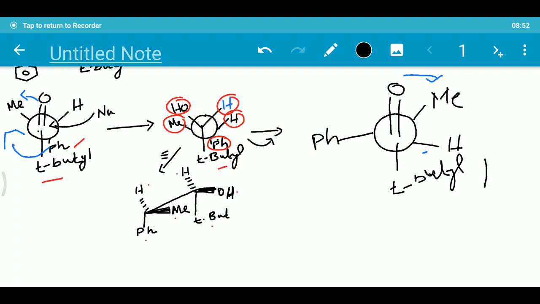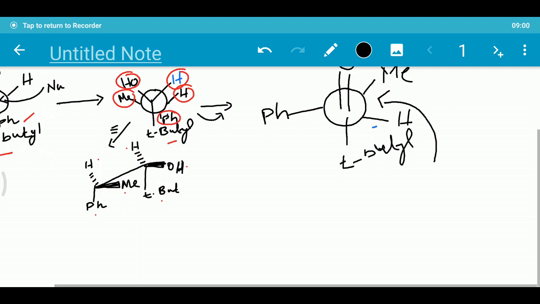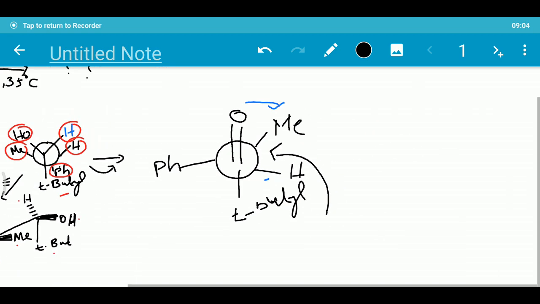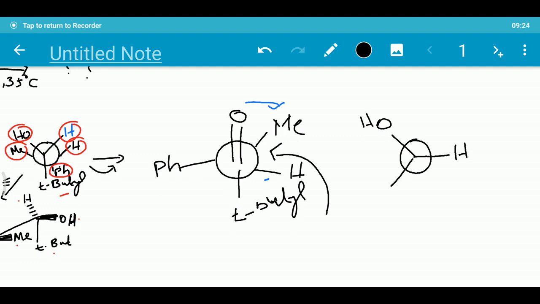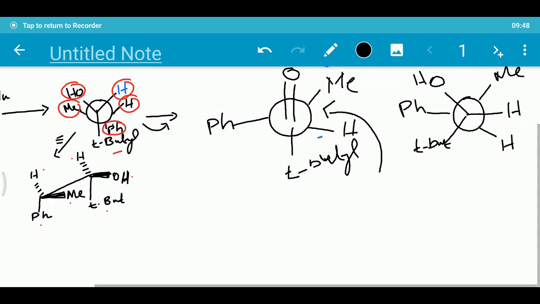Now we will do the addition from the side of the smaller group. When I add hydrogen, I end up with this structure. I have my OH group here, my hydrogen here, and my tertiary butyl group here. And there is no change in the chiral carbon. I have my phenyl, my methyl, and my hydrogen.